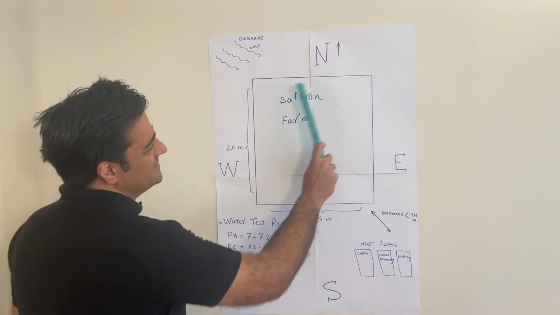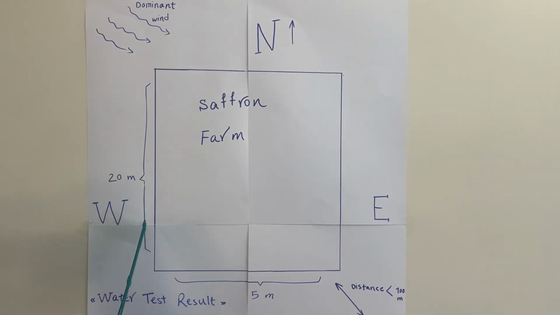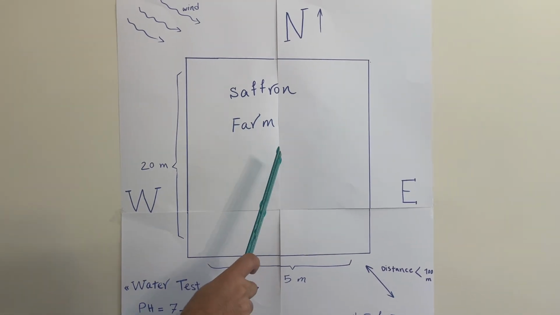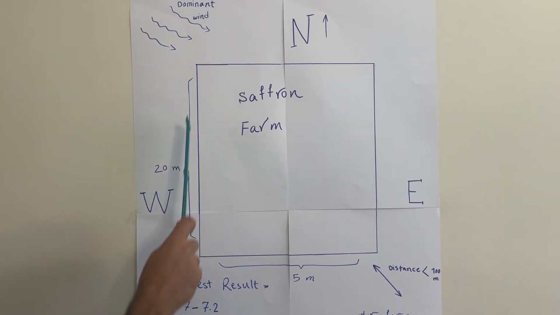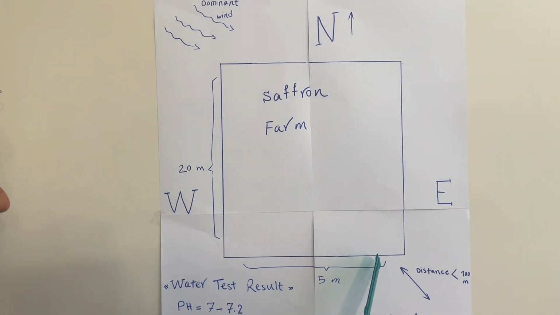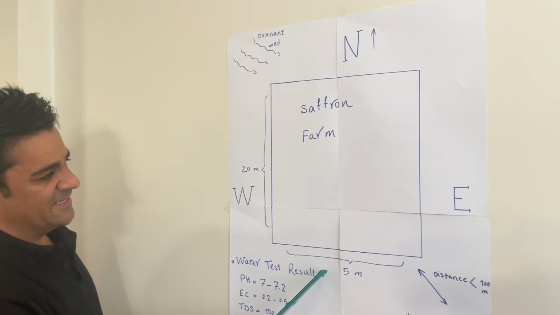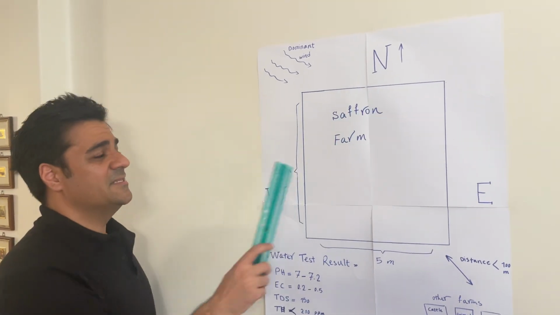For example, this is your saffron farm. This is your length, the length is 20 meters. We assume the saffron farm size is 100 meters. This is the length, 20 meters, wide 5 meters. There is no difference if this is the wide or this is the length. We don't have any limitations in the direction.